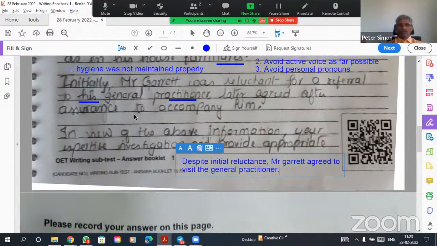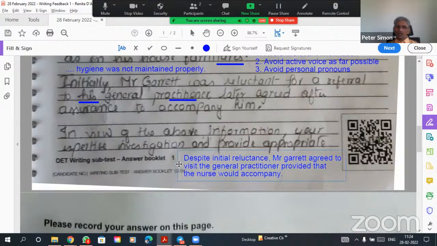General practitioner. Provided that, or on condition that, provided that the nurse would accompany. Okay. Provided that the nurse would accompany. Despite initial reluctance, Mr. Garrett agreed to visit the practitioner, provided that the nurse accompanied. Provided that means on condition that, or if. He agreed to visit the general practitioner if the nurse accompanied. Style will change. Okay.